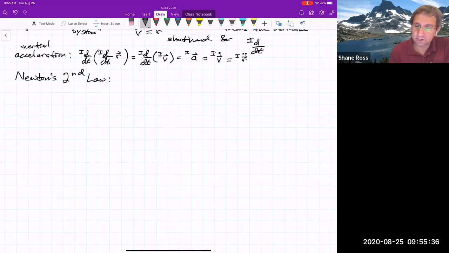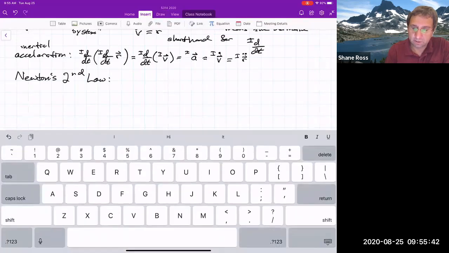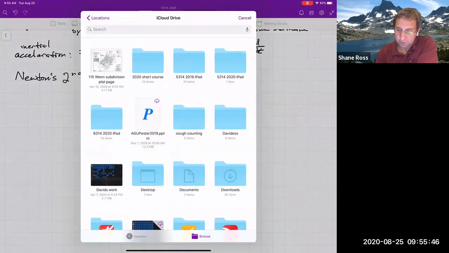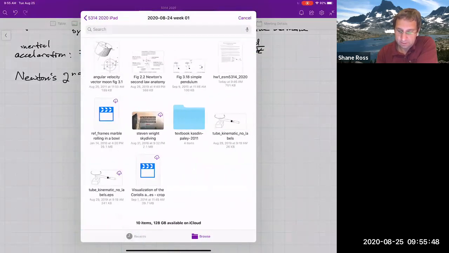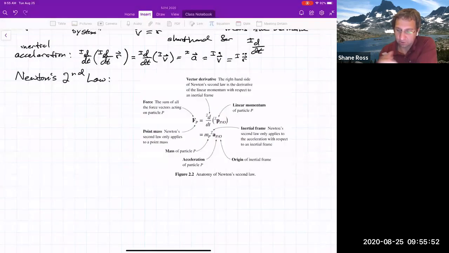All right, so Newton's second law, I'm gonna bring in a diagram from the book because it does it better than me. Whoa, what is that? It's a dizzying array of figures and things. Okay, there we go. Yay.